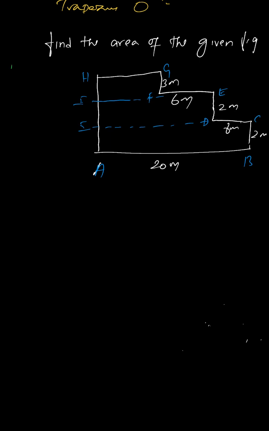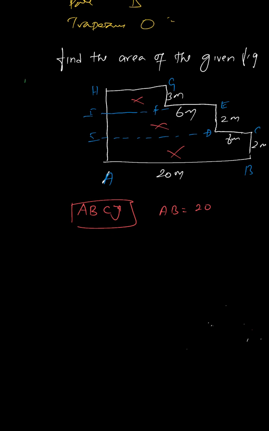ஸோ நல்லா கவனிங்க. இதில் we have 3 rectangles here. இது ஒரு ரெக்டாங்கிள், இது ஒரு ரெக்டாங்கிள், இது ஒரு ரெக்டாங்கிள். ஸோ ஃபஸ்ட்டு நான் எடுத்துக்க போறது ரெக்டாங்கிள் ABCJ. இதுல AB எவ்வளோ அப்படின்னு பார்த்தீங்க அப்படின்னா 20. CB எவ்வளோன்னு பார்த்தீங்க அப்படின்னா 2 meter. நெக்ஸ்ட் இதோட ஏரியா கண்டுபிடிக்கலாம். Area is equal to L into B, length into breadth. So it is equal to 20 into 2, it comes 40.